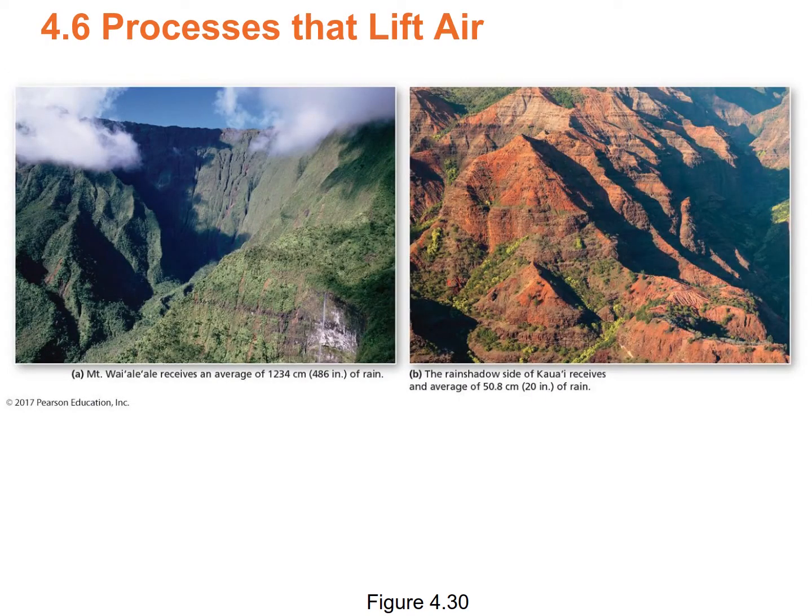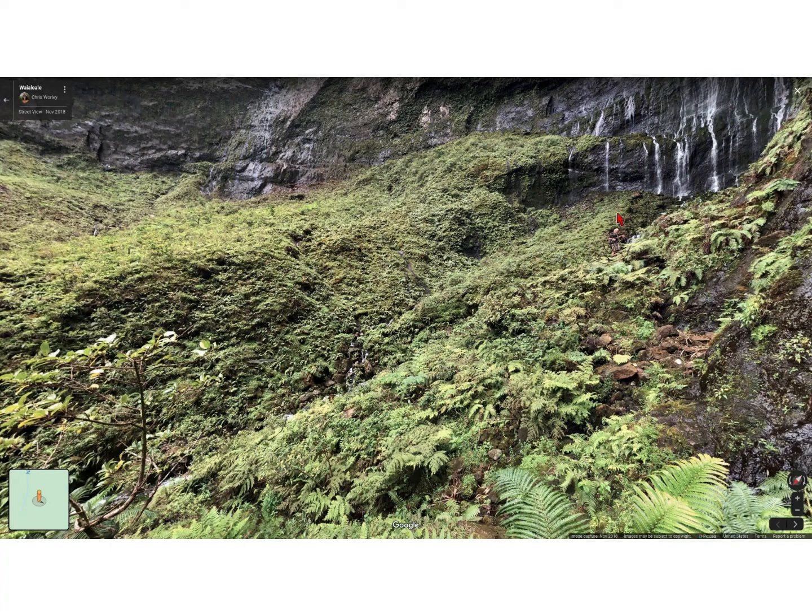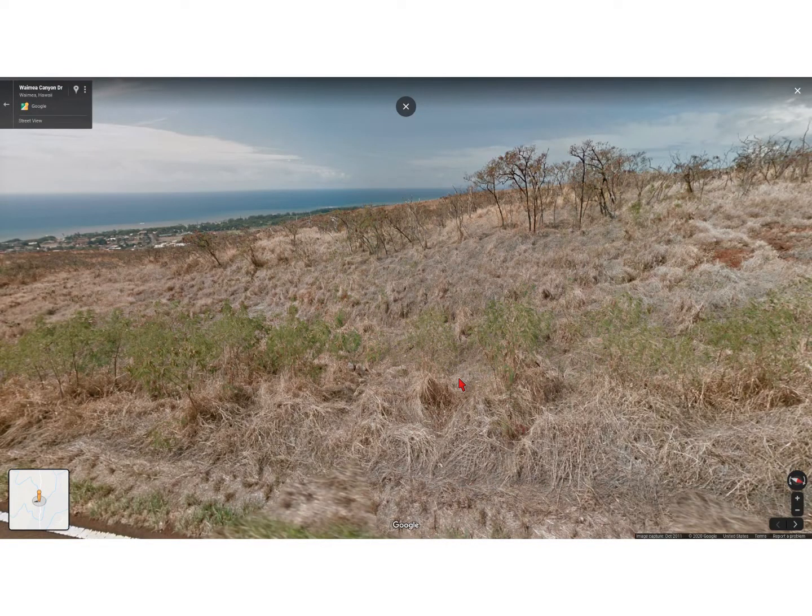Mount Waialeale gets about 486 inches of rain. It is, in fact, the rainiest spot on Earth on average. And on the rain shadow side, they get about 20 inches of rain. So here we have a Google Street View image of the wet side on Kauai by Mount Waialeale. You can see it's very lush, lots of ferns. And then on the rain shadow side, it's pretty scrubby, pretty dry.